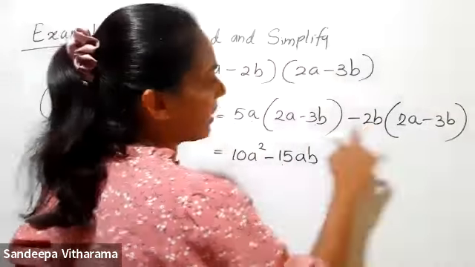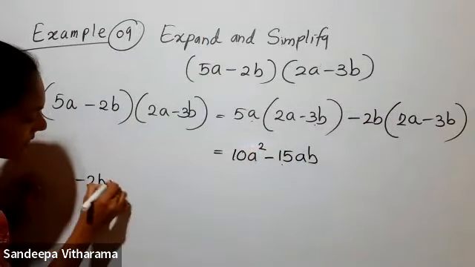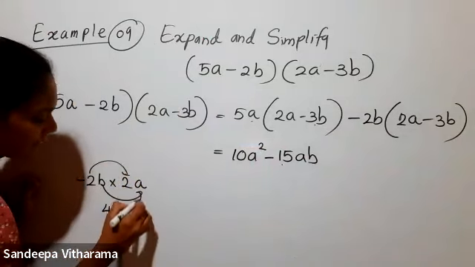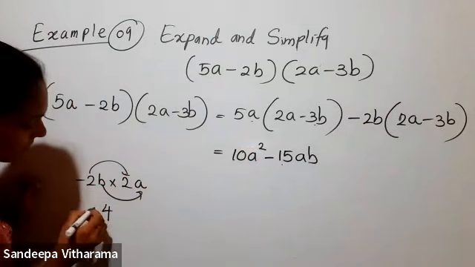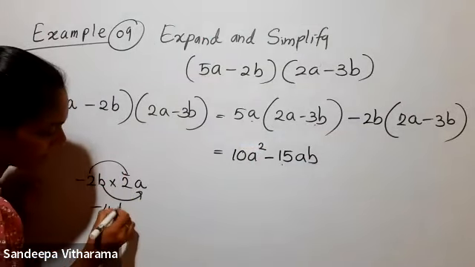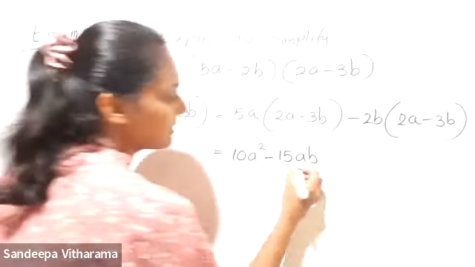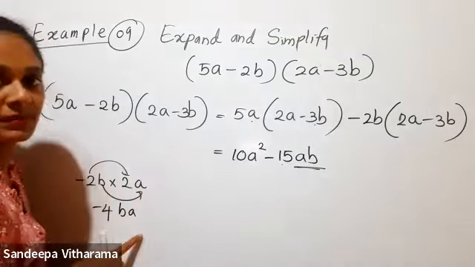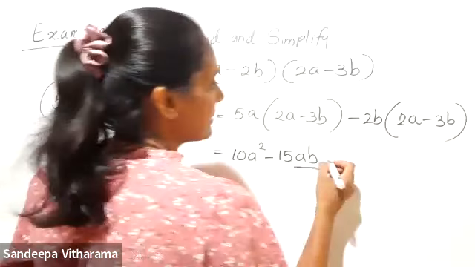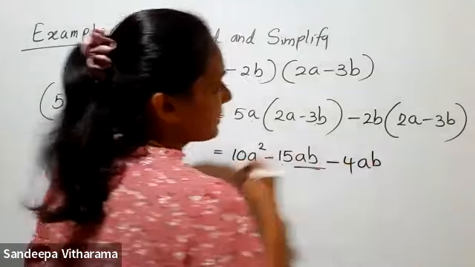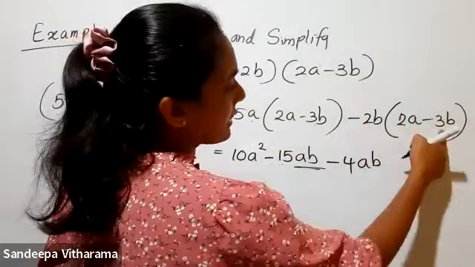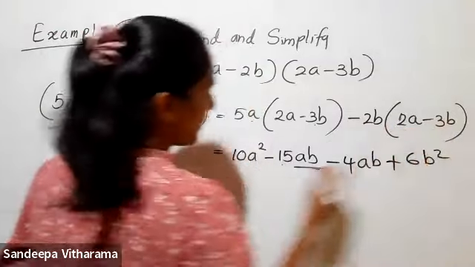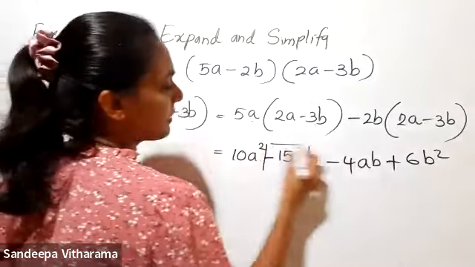Here, minus 2b into 2a: 2 into 2 is 4, and b into a is ba, so to obtain like terms we write it as minus 4ab. Then minus 2b times minus 3b is plus 6b squared. Now we can simplify this.